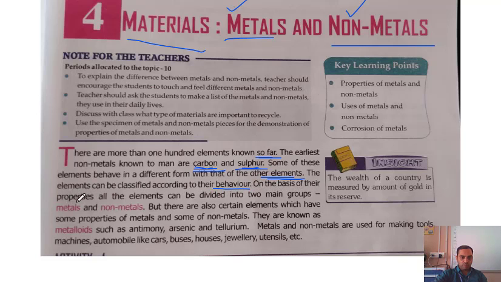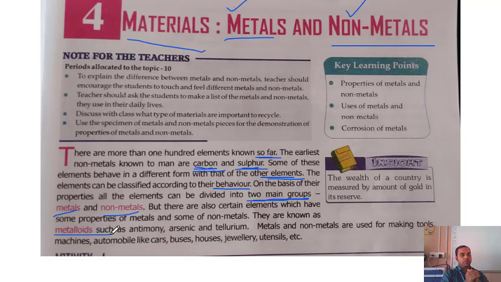The elements can be classified according to their behavior. On the basis of their properties, all the elements can be divided into two groups. Depending upon their behavior, characteristics, and properties, whatever the number of elements that have been discovered so far can be categorized into two groups. First one is metal, second one is non-metal. But there are also elements which have some properties of metal and some of non-metal. They are known as metalloids.